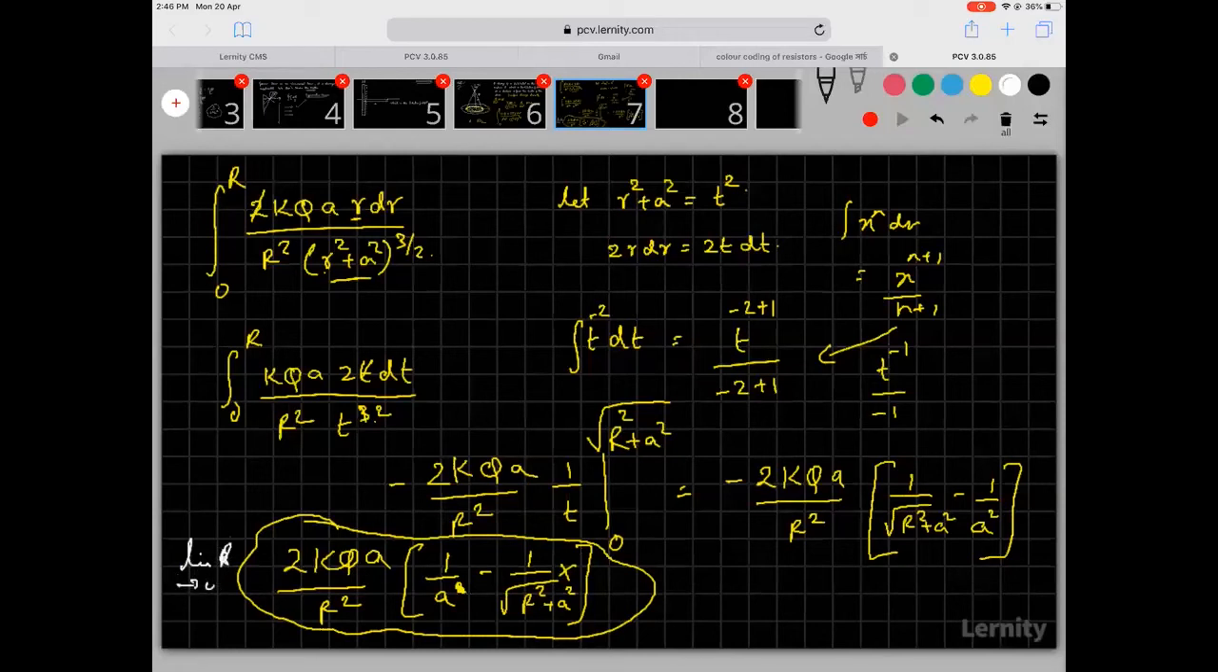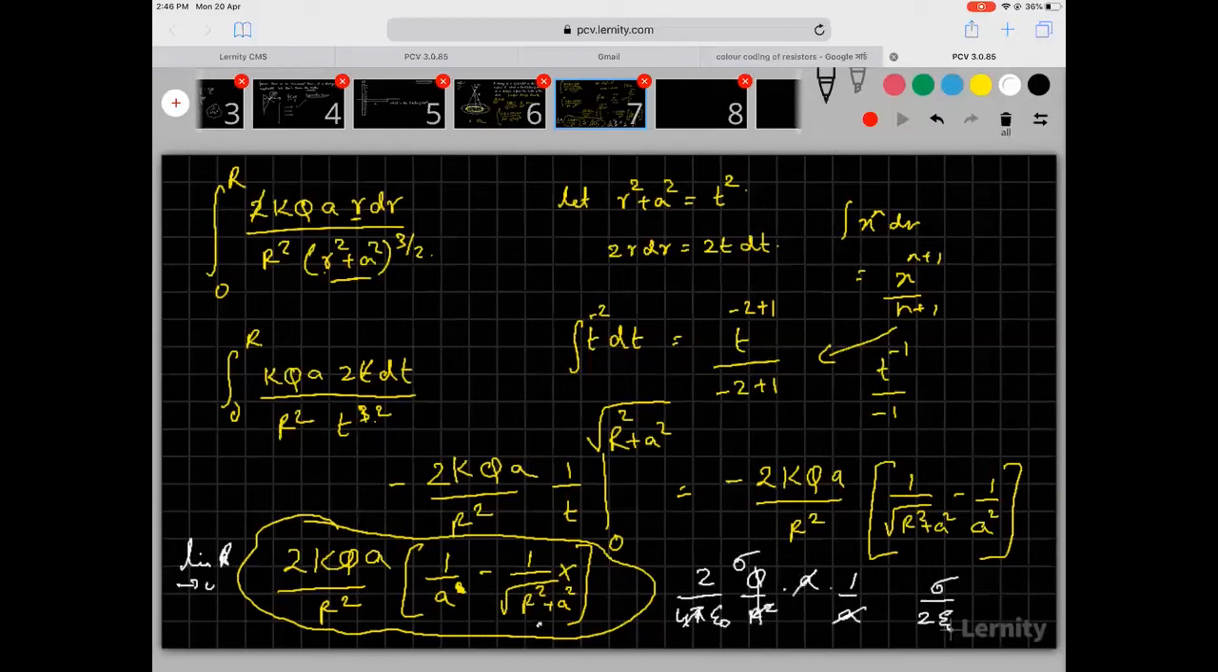This Q by r squared will become charge density. So 2 by 4 pi epsilon naught, Q by r squared into a into 1 upon a. This will become 0. So the a will get cancelled. 4 pi r squared is area. Q by area is charge density. 2 will get cancelled. So it becomes sigma by 2 epsilon naught.